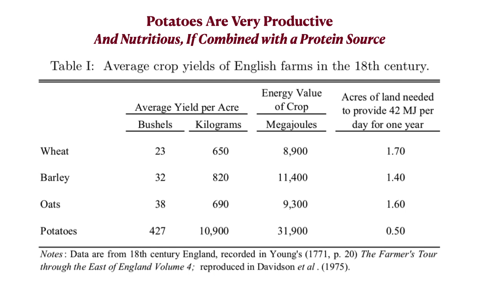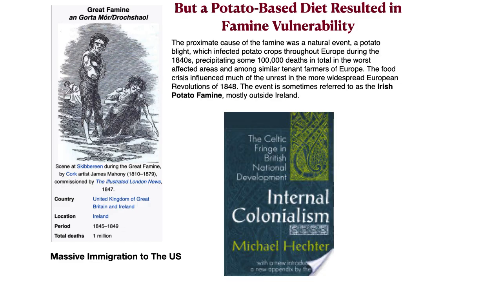Ireland being, well, after 1802, it was officially part of the United Kingdom, but it was really an exploited colonial periphery, if you will. I have on this slide a cover of a book, Internal Colonialism: The Celtic Fringe in British National Development. So Ireland turned intensively to potatoes. That made it highly vulnerable.